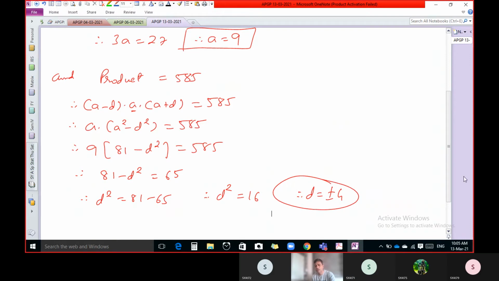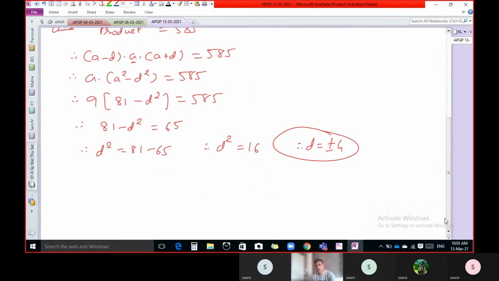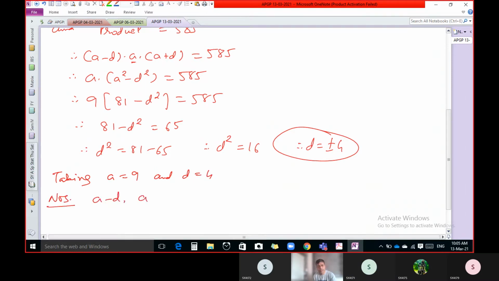So now we have the value of d. There are two values of d, plus 4 or minus 4. So taking a equal to 9 and d equal to plus 4, the numbers are a minus d, a, a plus d. So we get 9 minus 4, 9, 9 plus 4. So ultimately we get 5, 9, 13.